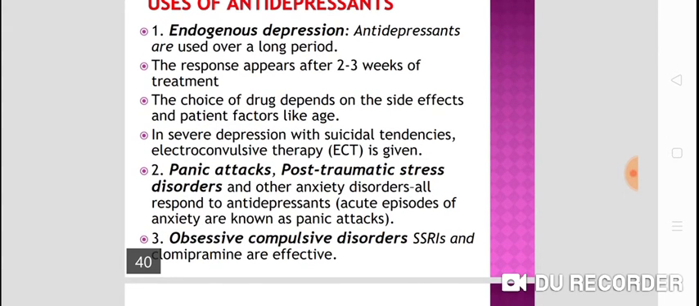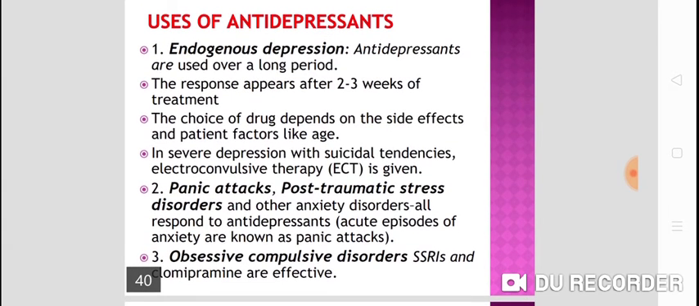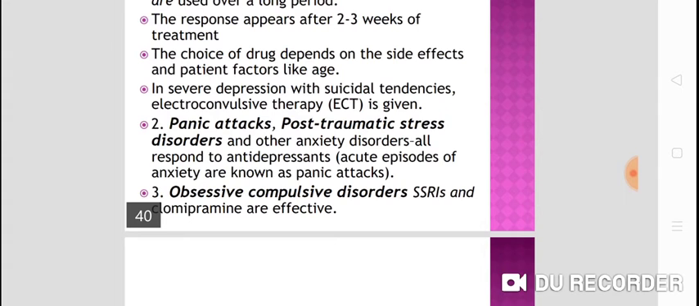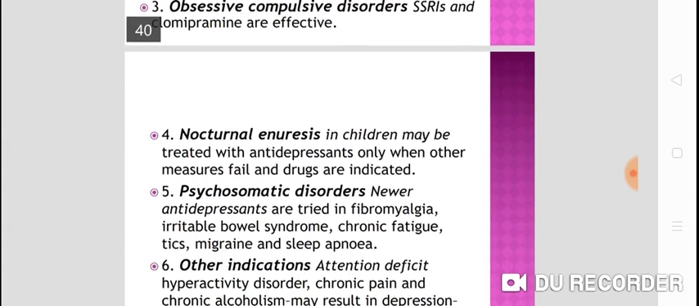Panic attacks, post-traumatic stress disorder, or other anxiety disorders all respond to antidepressants. Acute episodes of anxiety are known as panic attacks or panic disorders. In obsessive compulsive disorders, SSRIs and clomipramine are effective, or we can say they are the drug of choice.